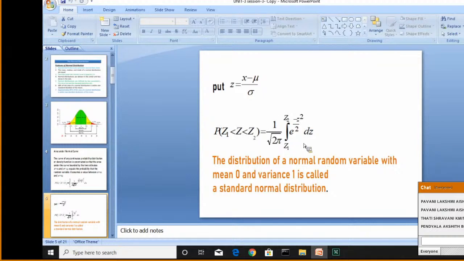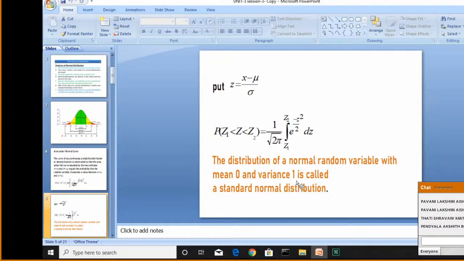Here, this is the standard normal distribution. Now it became a standard normal distribution. Earlier it was a normal distribution; now it is a standard normal distribution when we give the substitution. Understood? For this standard normal distribution, the mean is 0 and variance is 1. Earlier mean was mu and variance was sigma.